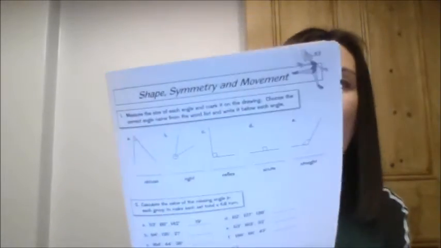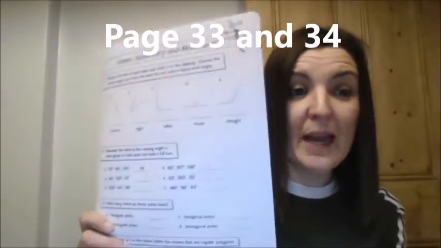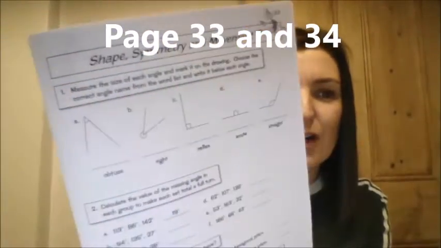Now for today's lesson you still need your Year 5 maths workout book, and you need pages 33 and 34 today, and we're going to do a little bit of shape. It's a little while since we've done anything to do with shape, but I know you're going to be absolutely fine with these pages.